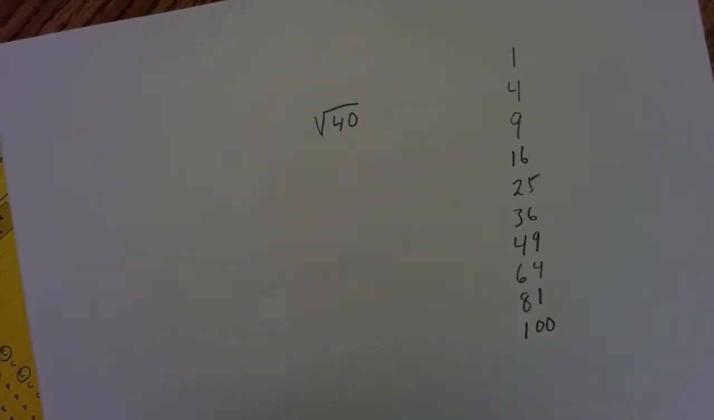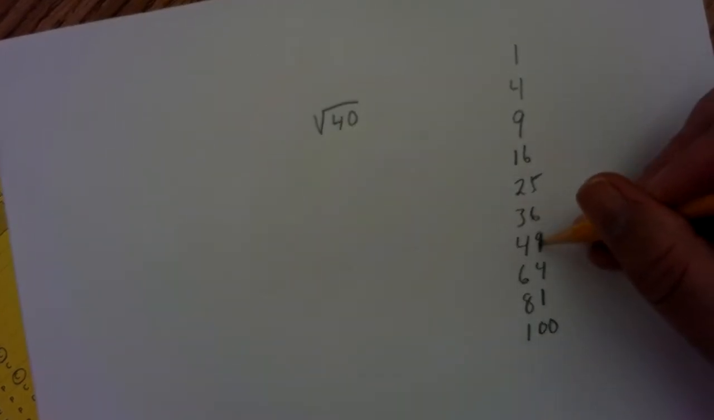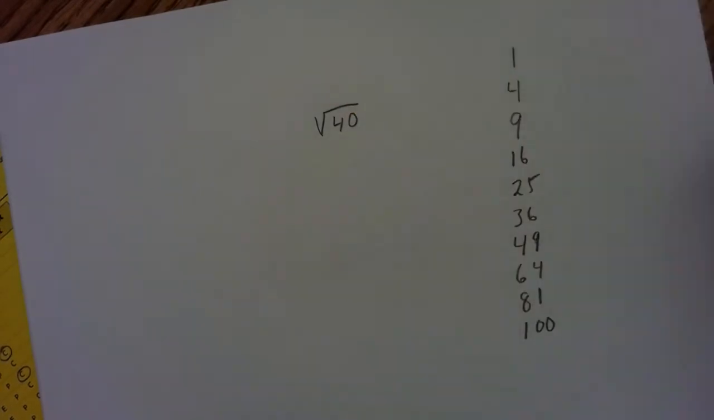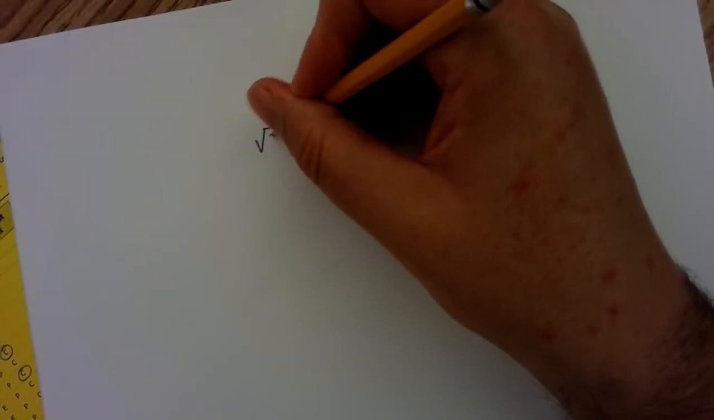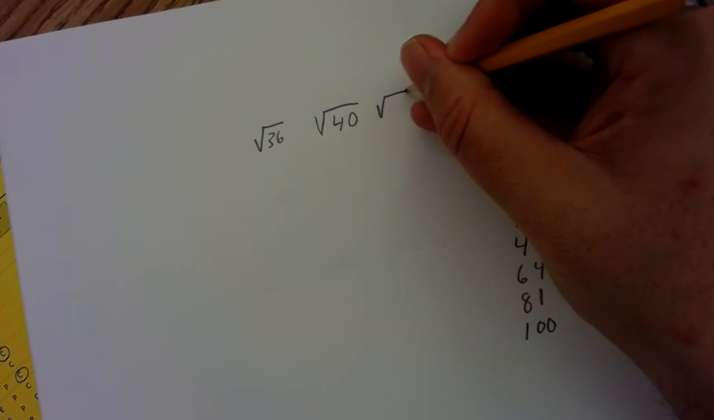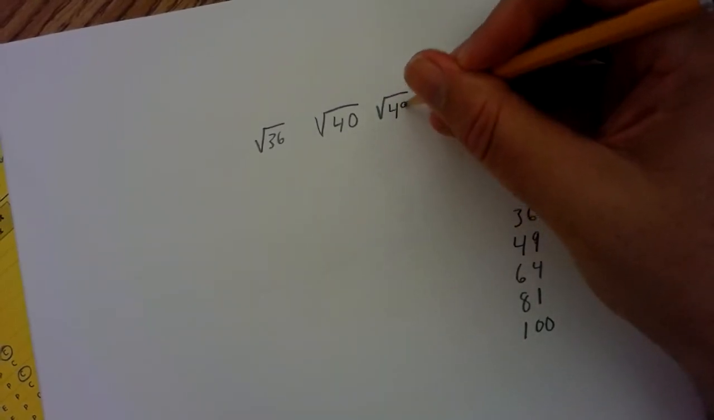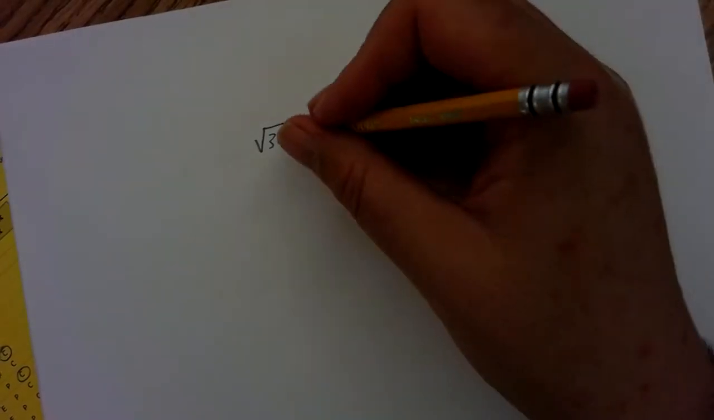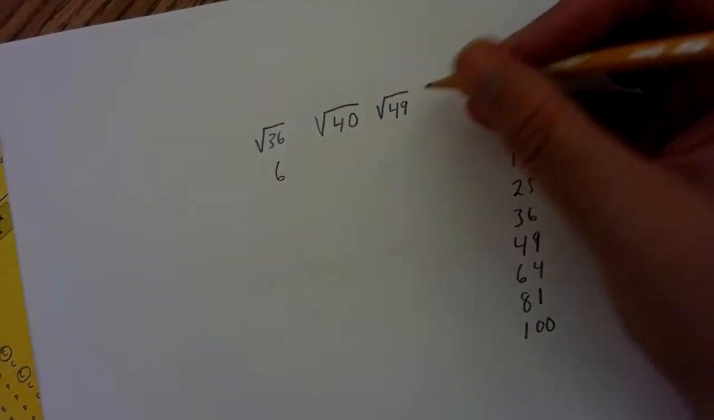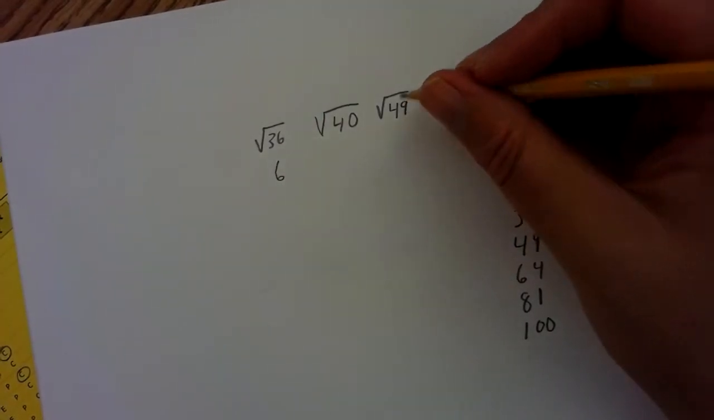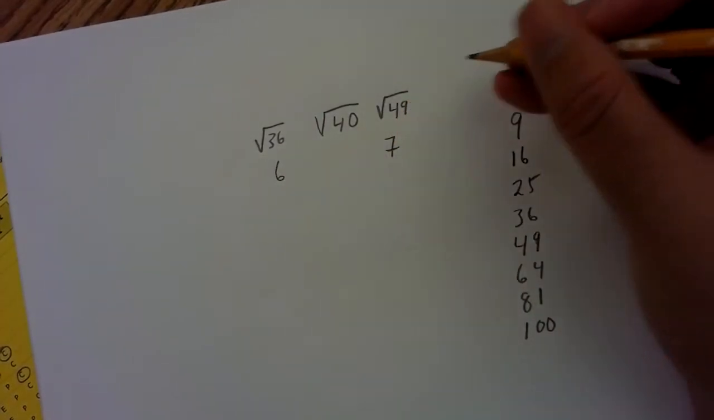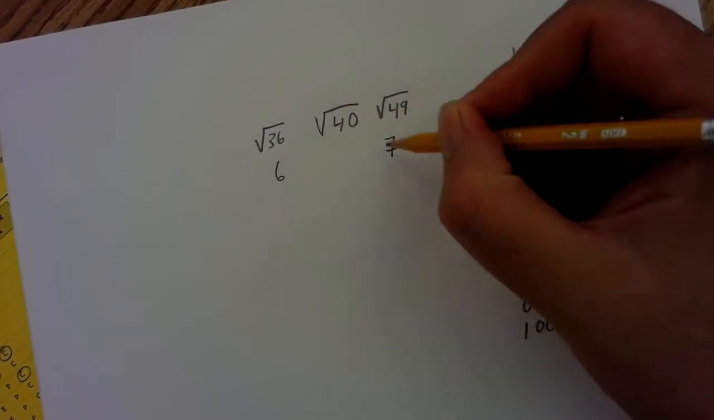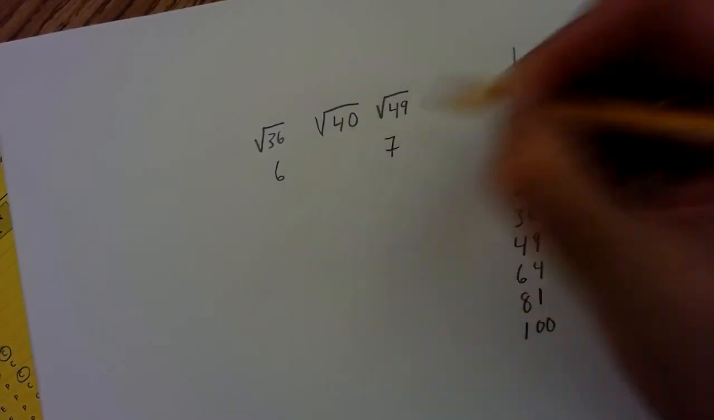Now we need to figure out where the square root of 40 lies. Well, the square root of 40 is going to be somewhere between 36 and 49. So the square root of 40 lies somewhere between the square root of 36 and the square root of 49. We know that the square root of 36 is 6, and we know that the square root of 49 is 7. So the square root of 40 is somewhere between 6 and 7.